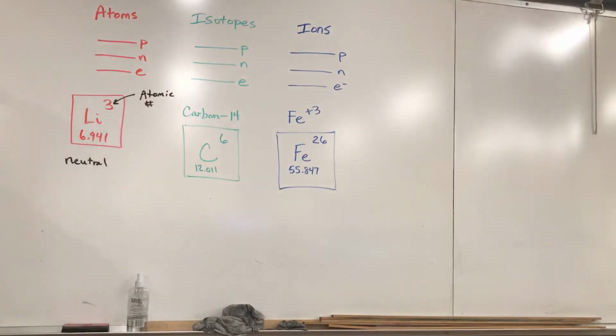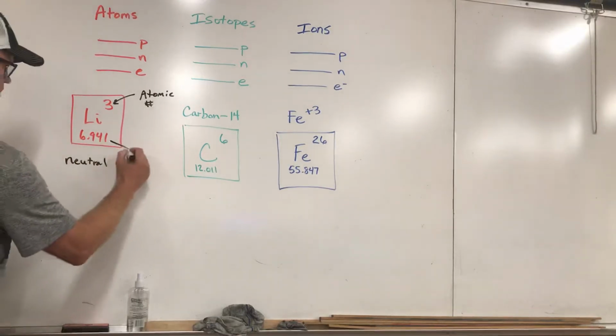Okay. And we also have a big number that's usually a decimal. Okay, and it doesn't necessarily have to be like a nice looking decimal. Some of them are close to whole numbers and some of them are not. But this right here is our atomic mass.